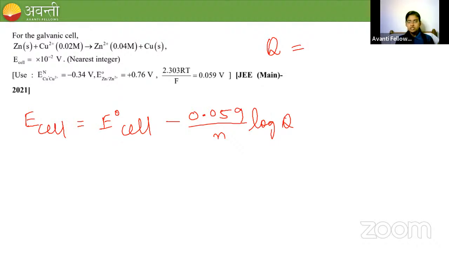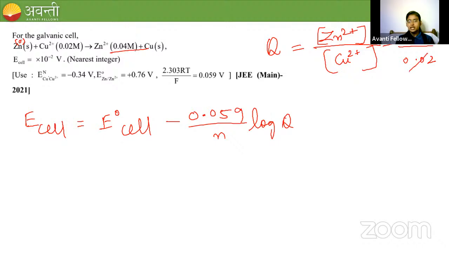Now from the given equation, zinc has got oxidized from 0 to 2 plus. So the oxidized ion is zinc 2 plus. Write its concentration in the numerator, the whole divided by the reduced ion. The reduced ion is copper 2 plus, and write its concentration. So what are the concentrations of these two ions? Zinc 2 plus concentration is 0.04 and copper 2 plus is 0.02.